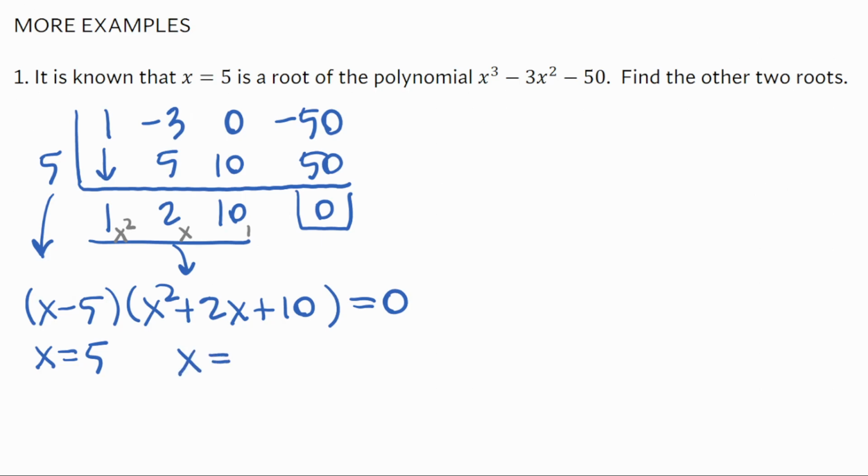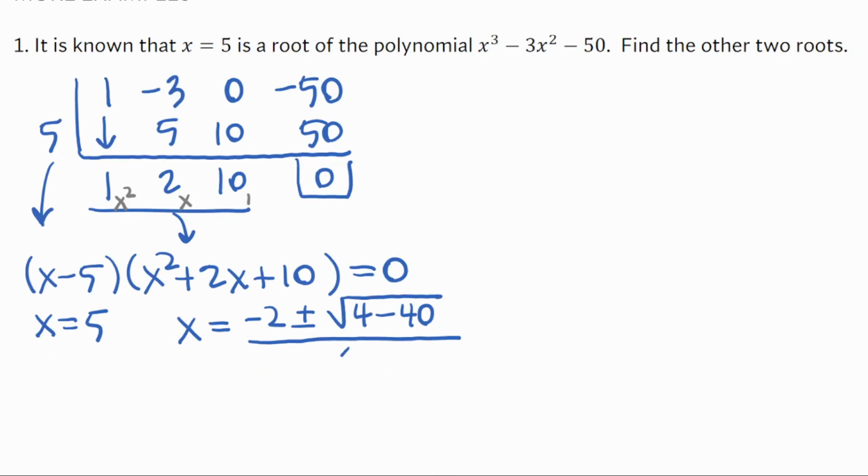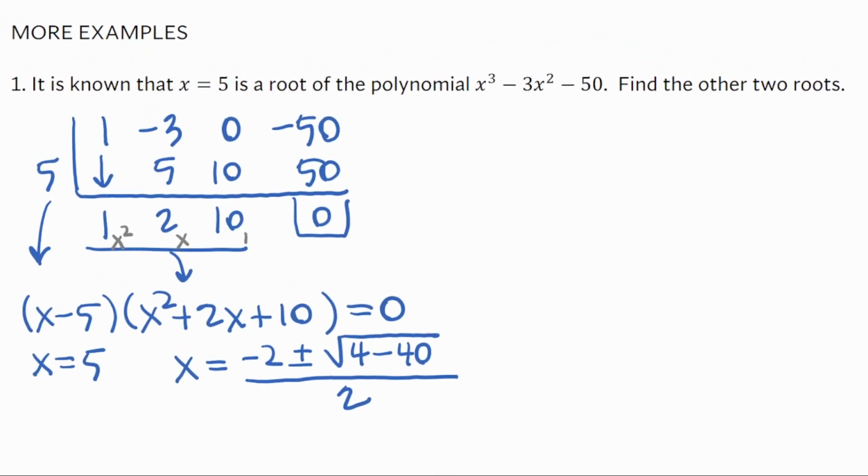So x equals negative b plus or minus the square root of b squared minus 4 times a times c, that's 4 minus 40, all over 2 times a. So all over 2. And so I'm just going to need to simplify this a little bit. It's going to be negative 2 plus or minus the square root of negative 36, all divided by 2. The square root of negative 36, that's going to be 6i, right? Because that's going to be the square root of 36 times the square root of negative 1.